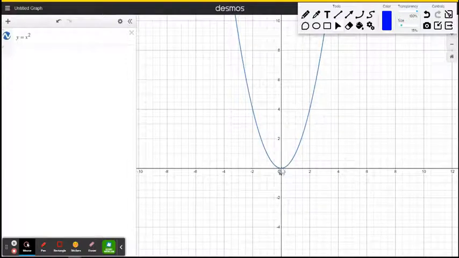It's pretty typical. It opens up. It has a little vertex right here at 0, 0. And the x-intercept is also at 0, 0. The y-intercept is also at 0, 0.